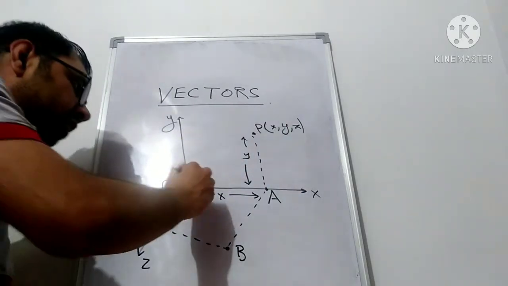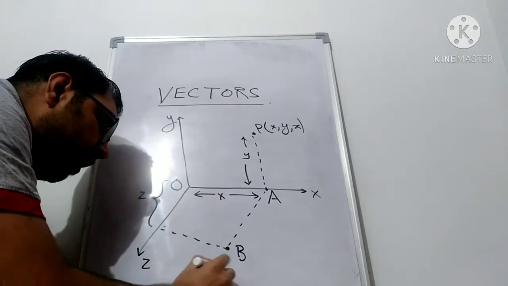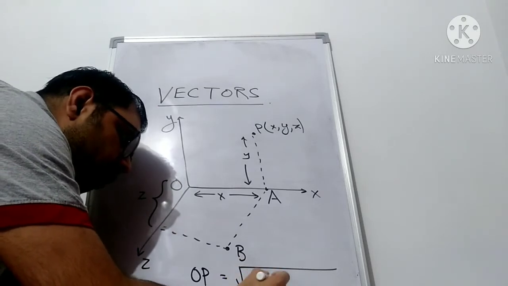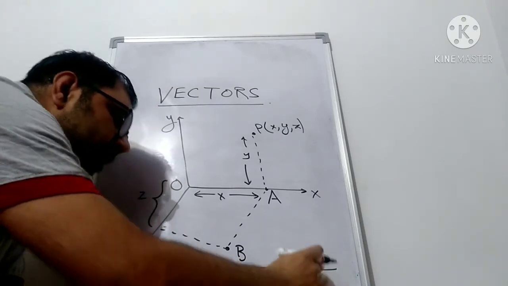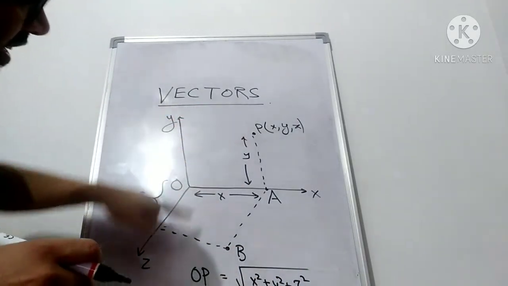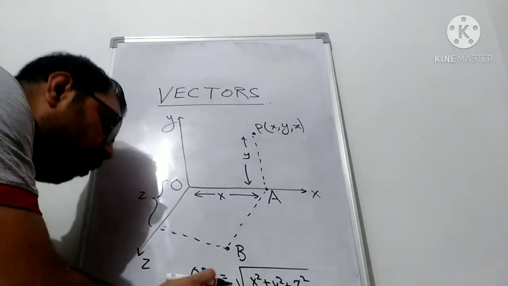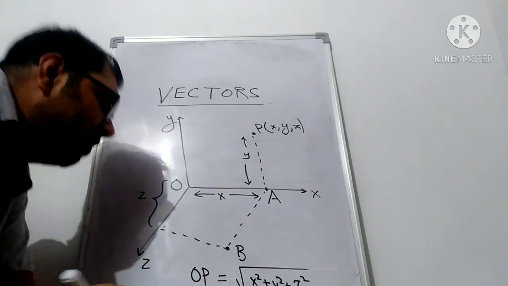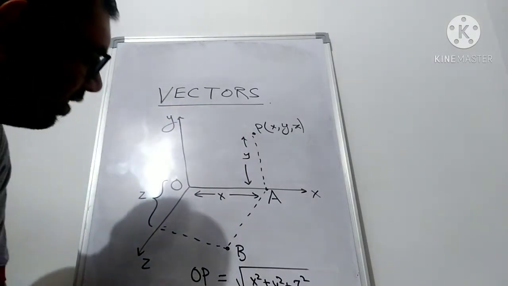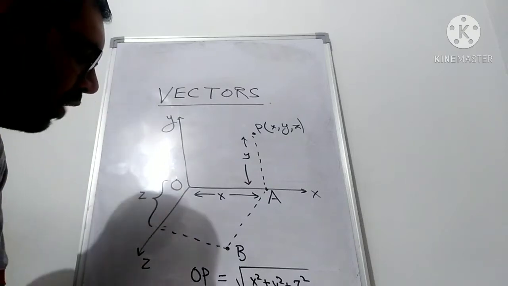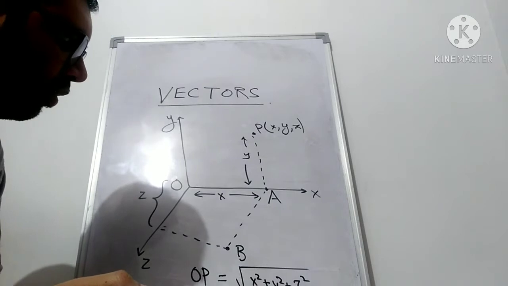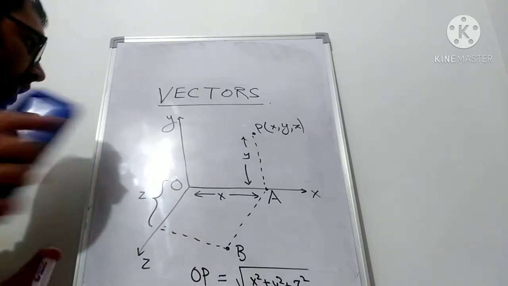And if I want to find the length of point P from the origin, that length will be given by this formula: root of x square plus y square plus z square. If I want to find the distance of P from the origin, the length is root of x square plus y square plus z square. Okay, so let's proceed ahead.